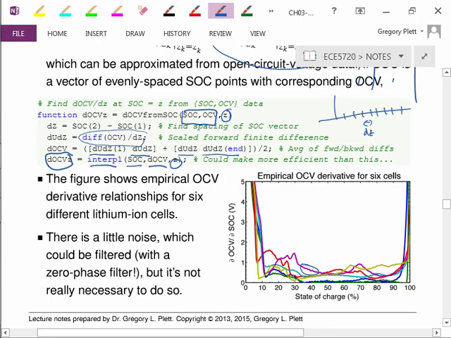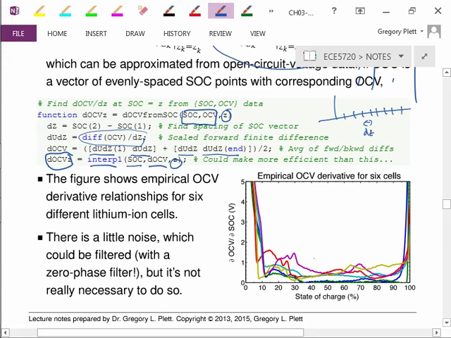So it's possible that you could filter these results, smooth them out a little bit, and get a better derivative, but it's not really necessary to do so because the derivative is simply a scale factor in the EKF code, and if I scale, suppose this result here should be 1, but instead it's 1.001, that little bit of noise makes very little difference in the operation of the filter. So the ripple's okay.